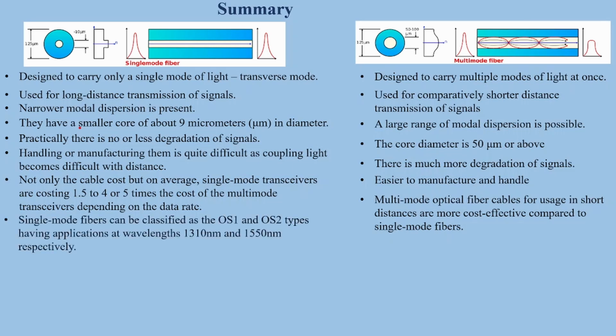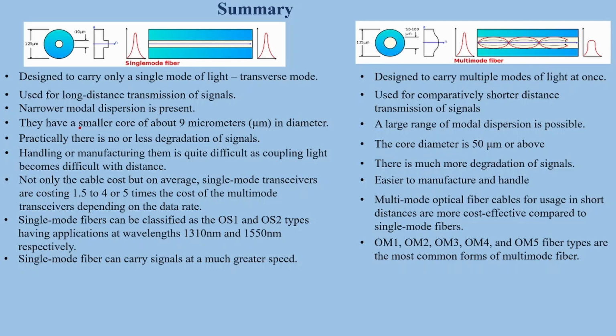Single mode fibers can be classified as the OS1 and OS2 types, having applications at wavelengths typically at 1310 nanometers and 1550 nanometers respectively, whereas the class of the multimode optical fibers are classified according to OM1, OM2, OM3, OM4, and OM5. Single mode fiber cable can carry signals at a much greater speed, whereas signal speed is relatively slower in multimode fiber cables.